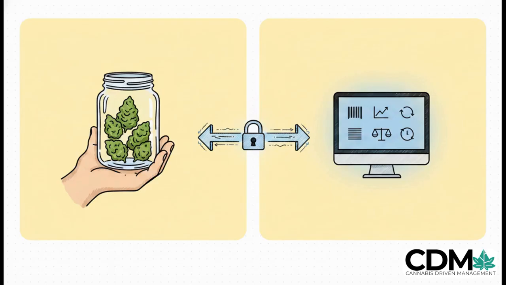You've got the physical product you can actually hold in your hand, and then you have its digital twin, which holds every last piece of information about it. Its unique batch ID, all its lab results, its exact weight, its entire life story. In the legal market, one literally cannot exist without the other.